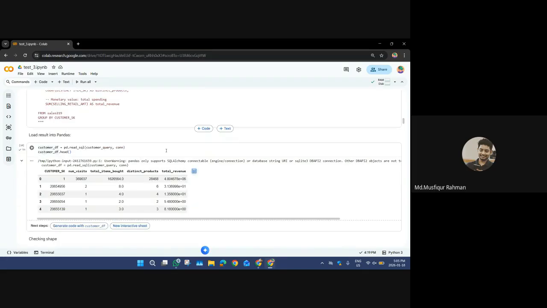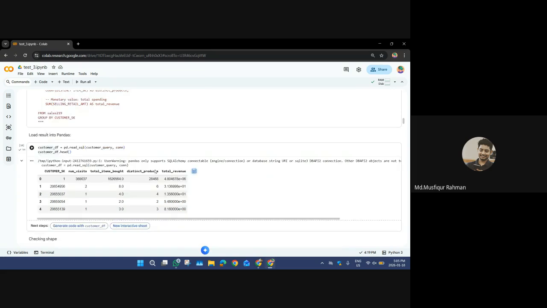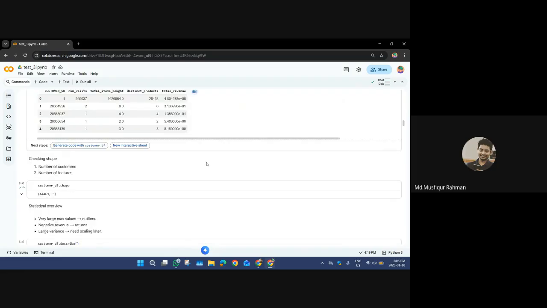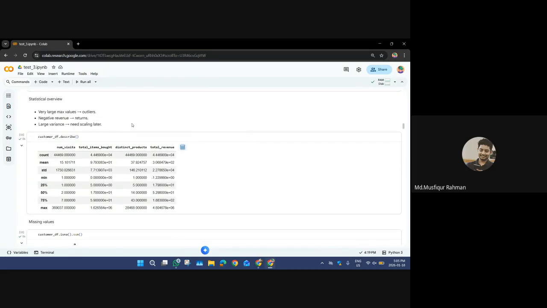So here we can see some of the data that I read into pandas. I loaded the data in pandas with pandas read SQL. So here I can see that this is my customer numbers and this one is the features which we selected, with the customer primary key and all four of the features. So now I just describe that data, so I have the statistical overview.